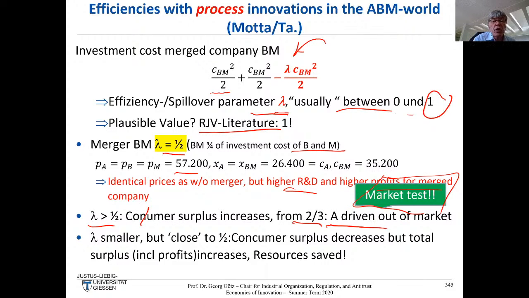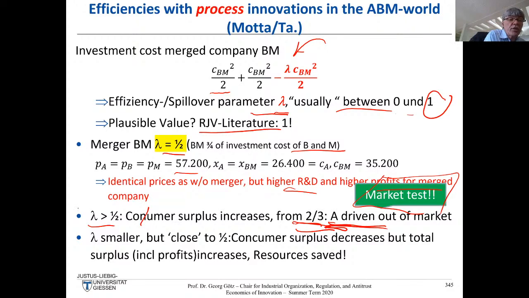If you have such a merger case, what does the antitrust authority typically do? They run a market test. They ask the competitors and suppliers and customers of such a company whether they think the merger is good or bad. Of course, if you ask Audi in this situation where you have a lot of spillover, Audi will tell you, oh, that's a very bad merger, okay? Even though in that situation, if lambda is so high, it's really beneficial from a consumer surplus point of view, and from the total surplus point of view.